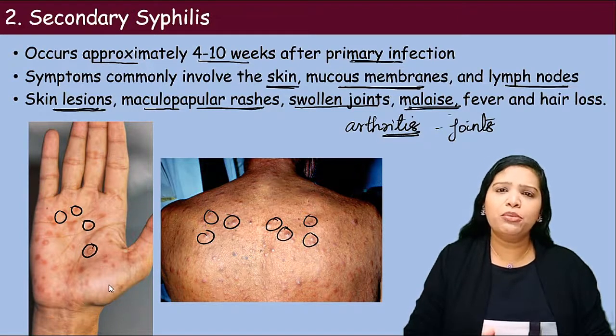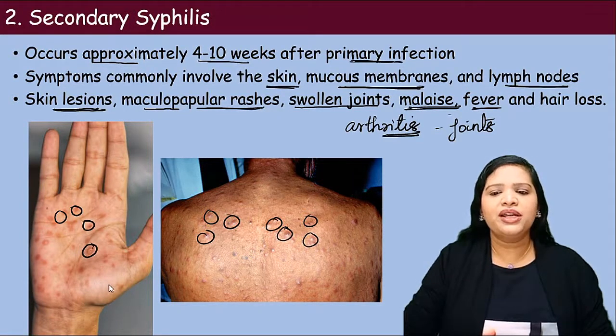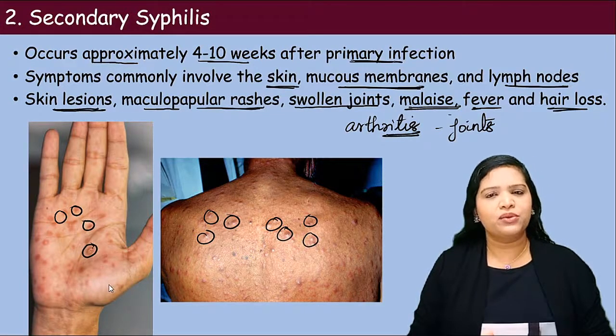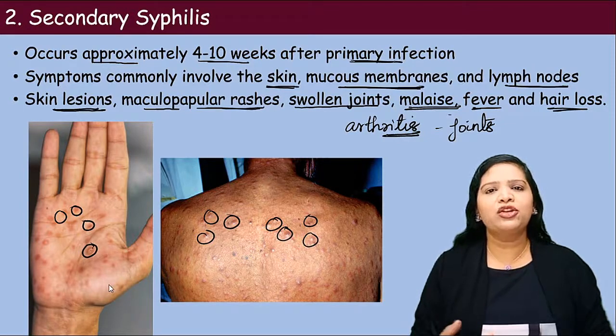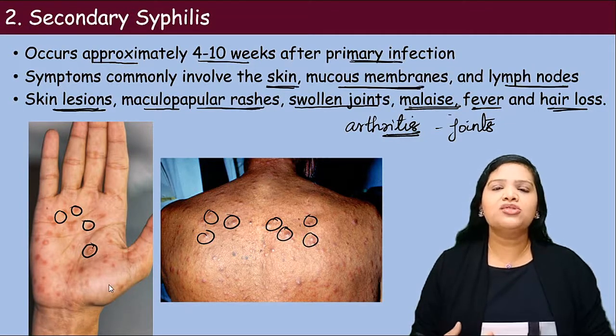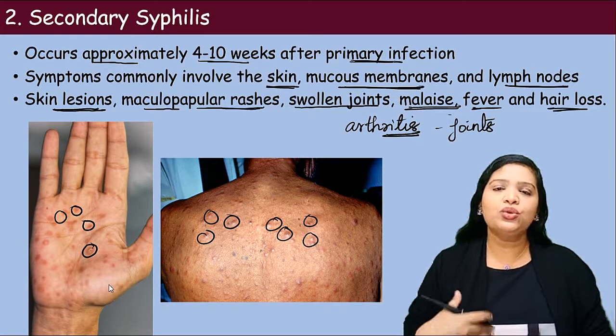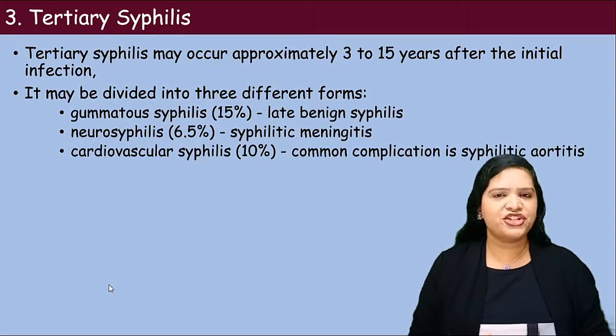Malaise means severe body pain. Fever, hair loss: these symptoms are present in secondary syphilis. Here in this condition, this is obviously visible. They may undergo treatment. If the full course of treatment is not completed and some bacteria remain in the blood, this may lead to the next stage, called tertiary syphilis.